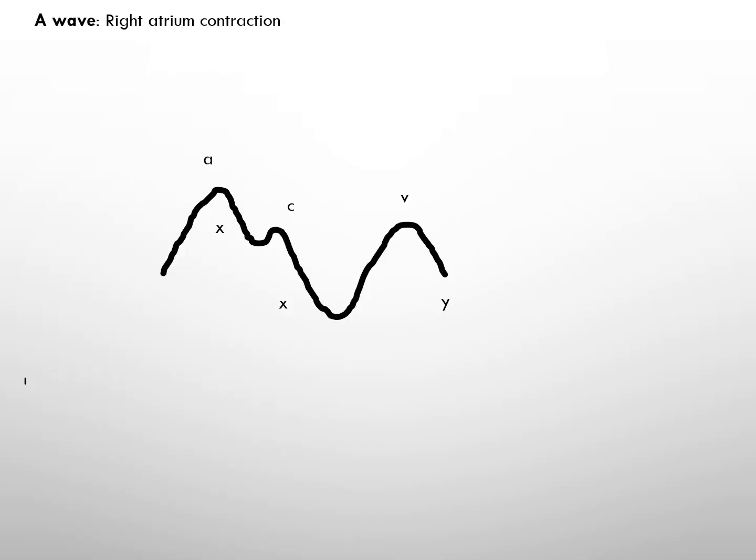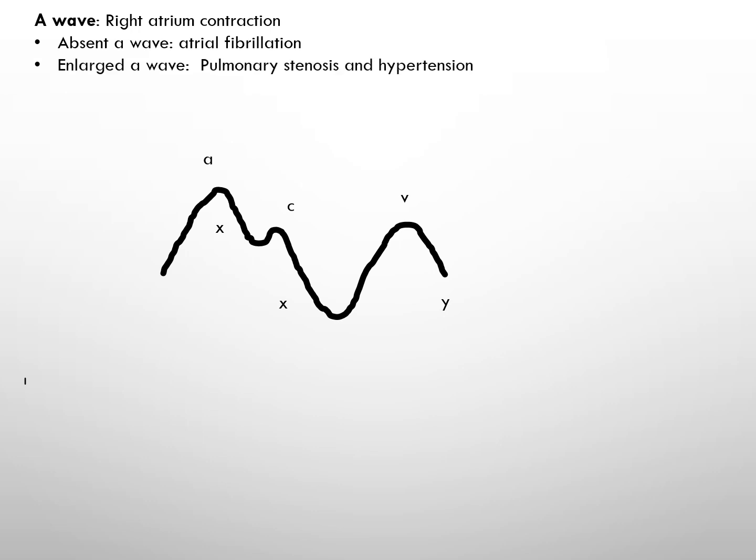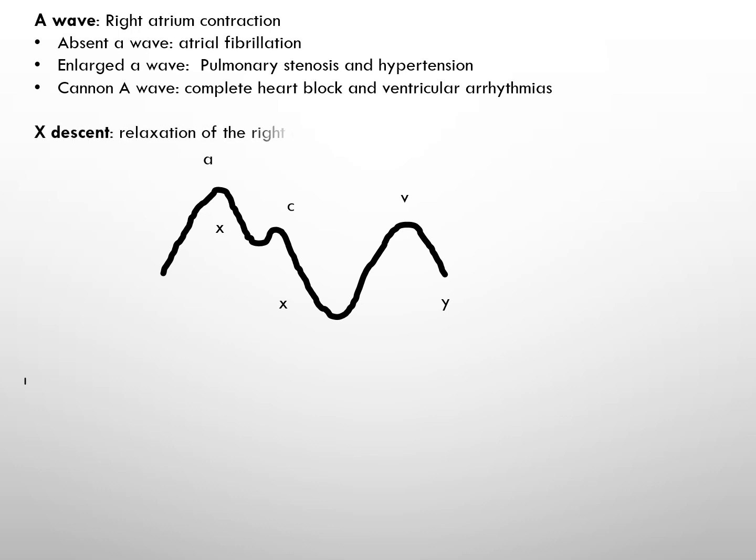The A wave indicates right atrial contraction. An absent A wave can be seen in atrial fibrillation. An enlarged A wave can be seen in pulmonary stenosis and hypertension. A cannon A wave can be seen in complete heart block and ventricular arrhythmias.